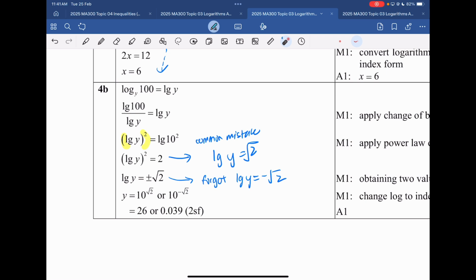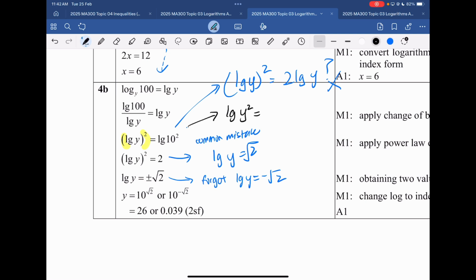Okay, another common mistake. Somebody did this. Log y square, is this the same as 2 log y? No, this is the wrong use. Don't laugh, this is common. What about log y square? Is this the same as 2 log y? Yes. So what's the difference? Here, the power 2 is for the entire log. Here, the power 2 is only for y. Clear so far?